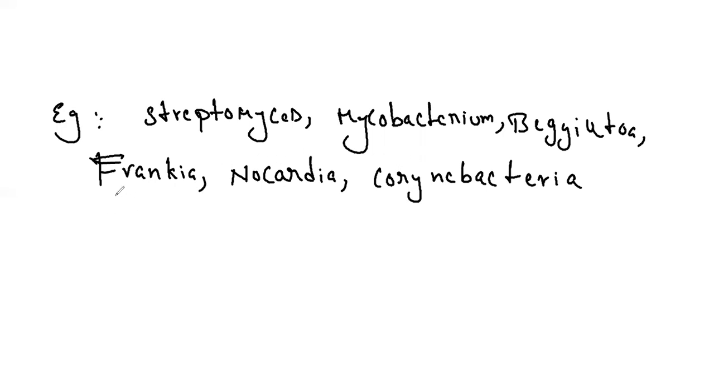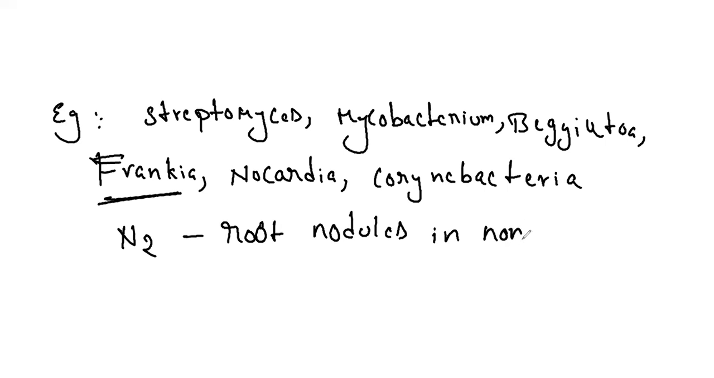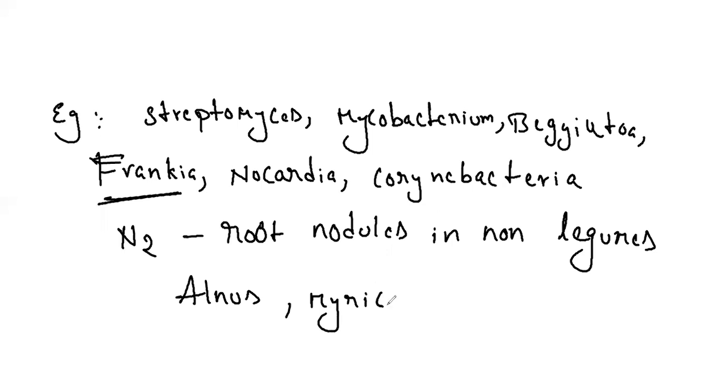Usually Frankia can fix nitrogen symbiotically in root nodules of non-legumes like Alnus, Myrica, and Casuarina. In the root nodules of these plants, it can fix atmospheric nitrogen. So this is all about actinomycetes and mycoplasma. Thank you.